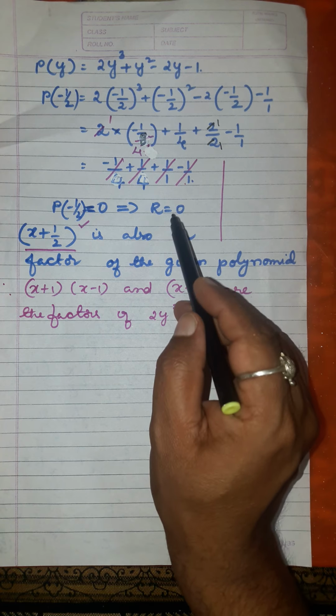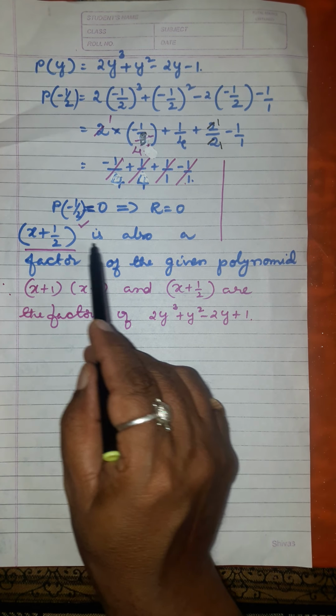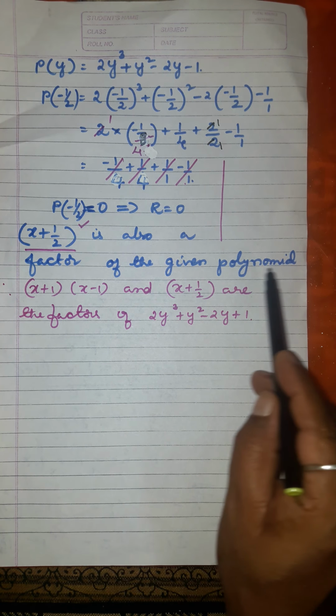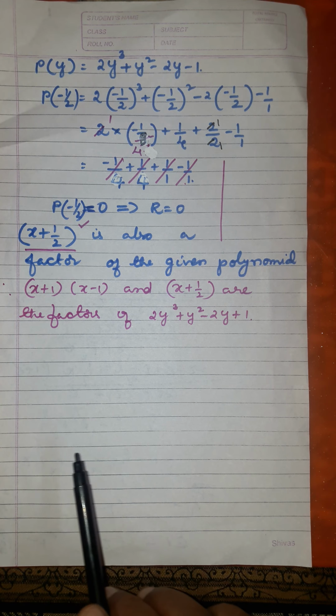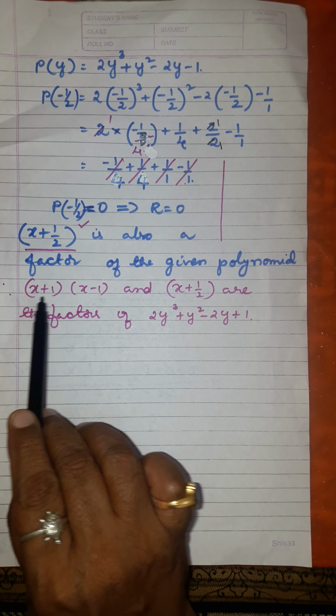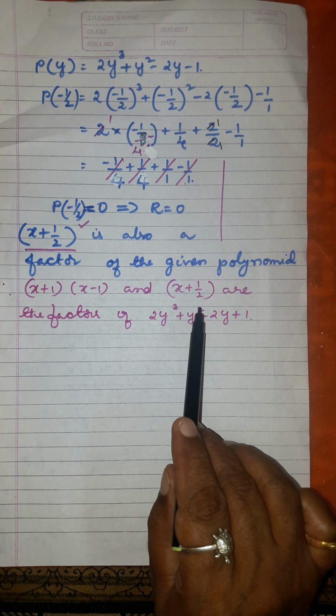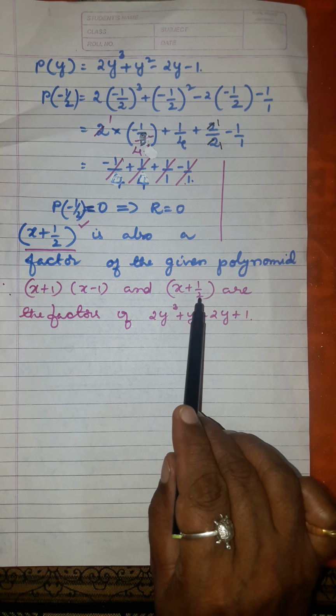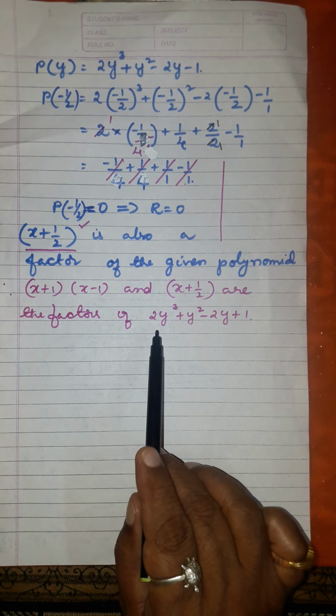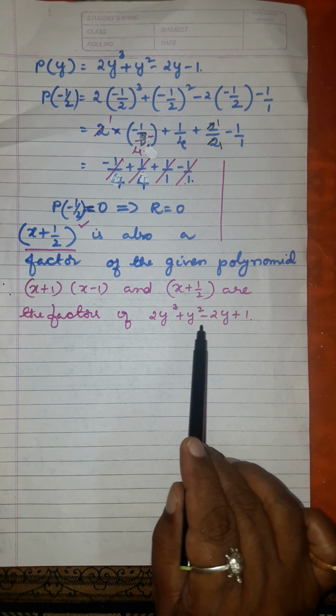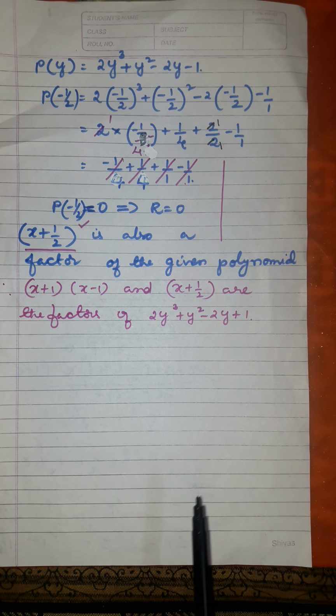Therefore the remainder is 0, and by factor theorem, x plus 1 by 2 is also a factor of the given polynomial. We have found the 3 factors. Therefore the 3 factors are x plus 1, x minus 1 and x plus 1 over 2. So these three are the factors of the given polynomial 2y cube plus y square minus 2y minus 1.